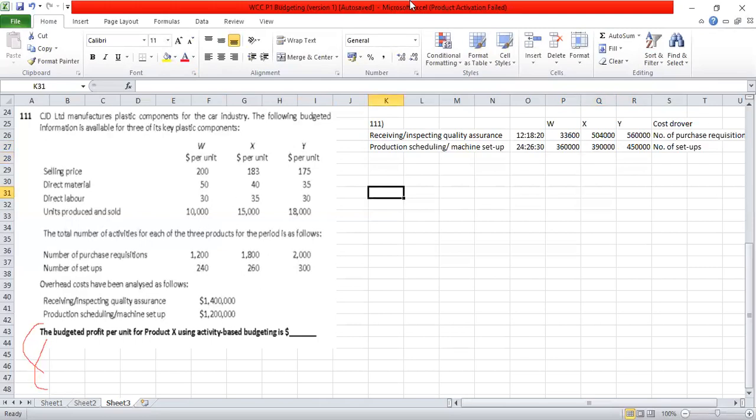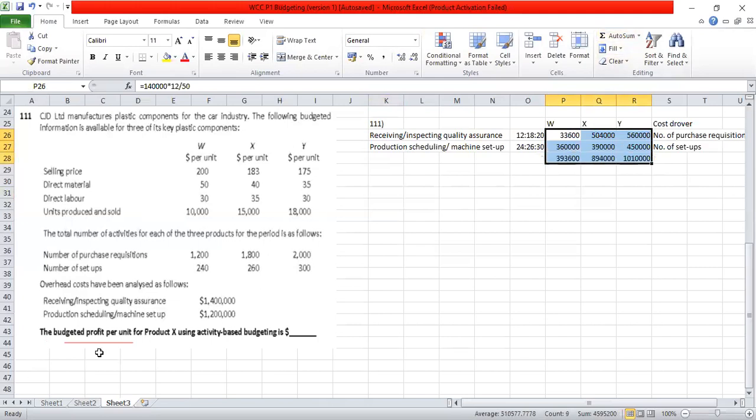We are asked to find out what is the budgeted profit per unit. So these are only the overhead costs. Now, what are the details? We have the selling price, we have the direct material, direct labor, and the number of units produced and sold. So, since these are given as per unit, and this is total cost, let's make these overhead per unit. This is total overhead cost. What we have calculated is the total overhead cost which is charged to that.